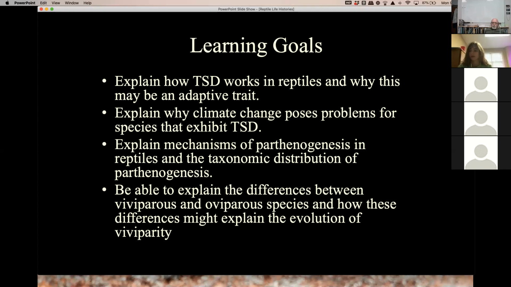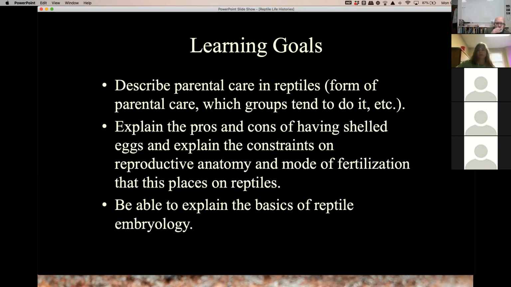Explain the mechanisms of parthenogenesis in reptiles and the taxonomic distribution of parthenogenesis. You should be able to explain the differences between viviparous and oviparous species and how these differences might explain the evolution of viviparity. Describe prenatal care in reptiles, the form of prenatal care, which groups tend to do it, which sexes tend to do it. Explain the pros and cons of having shelled eggs, and explain the constraints on reproductive anatomy that mode of fertilization places on reptiles.